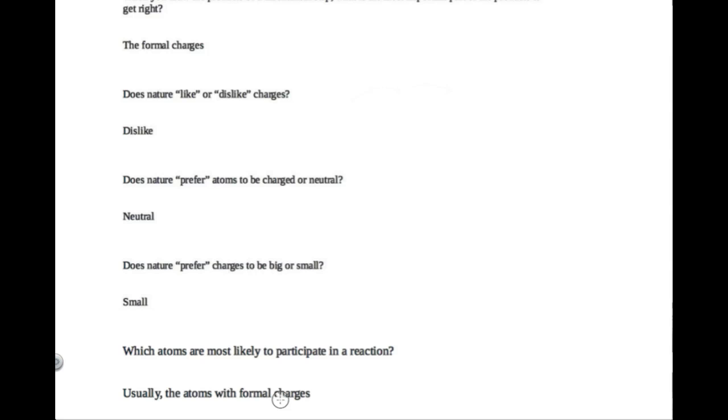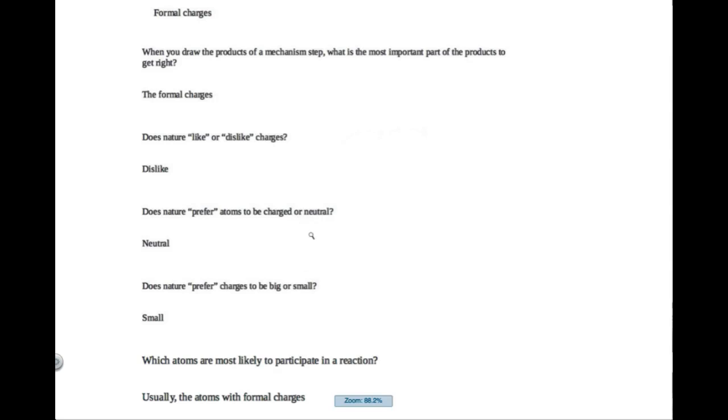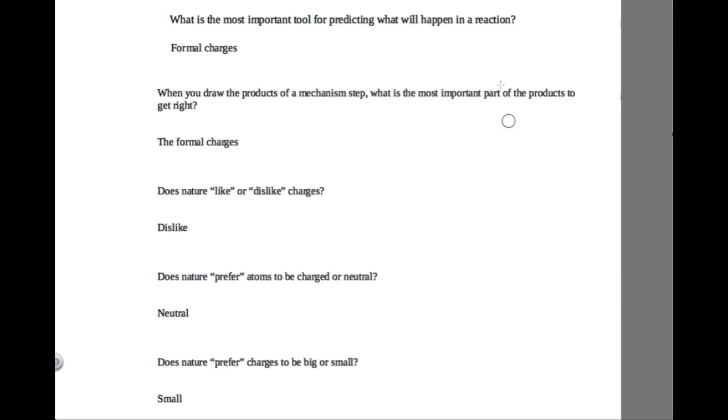Usually, the atoms with formal charges are most likely to participate in a reaction. And again, that should make sense to you. The atoms with the formal charges are unhappy, so to speak. They want to get rid of their charges, and they can get rid of their charges by participating in the reaction. So you should focus especially on the atoms with formal charges when you're trying to figure out which atoms will participate in a reaction. There are some exceptions to this pattern, but this is the usual pattern.